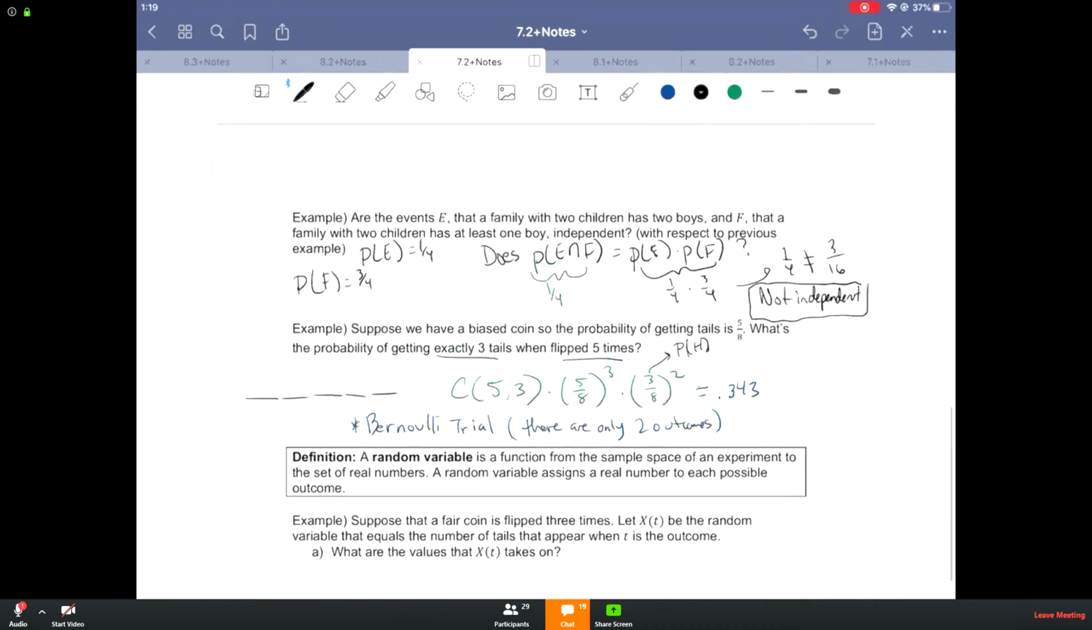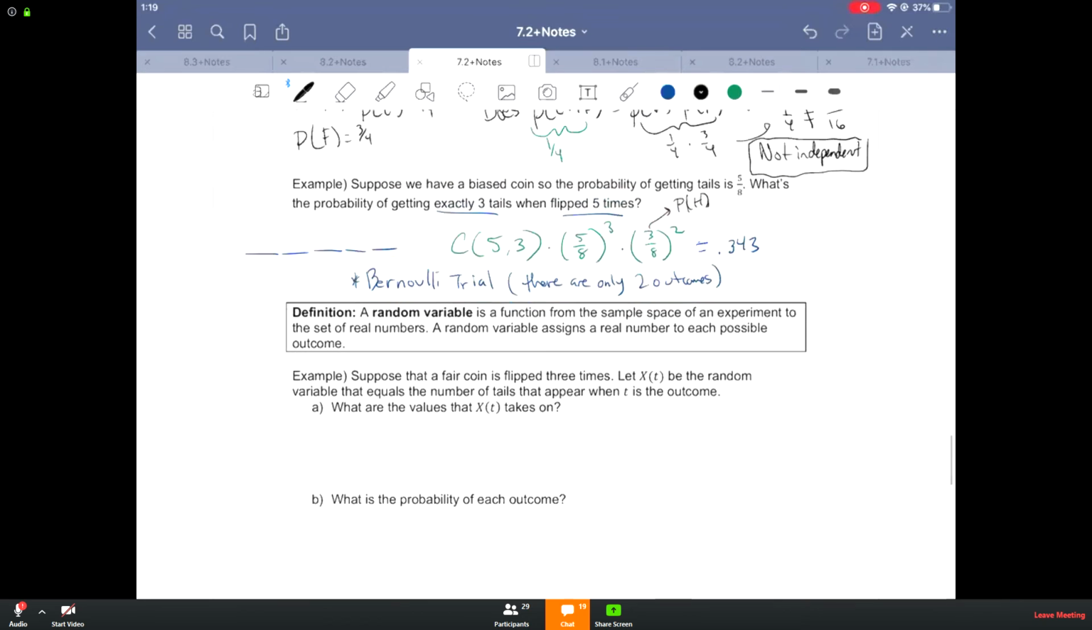All right. Last thing then from chapter 7, random variables. Random variables is a very misleading term for what this actually is, because they're not really random and they're not really variables. A random variable is a function from the sample space of an experiment to the set of real numbers. A random variable assigns a real number to each possible outcome.